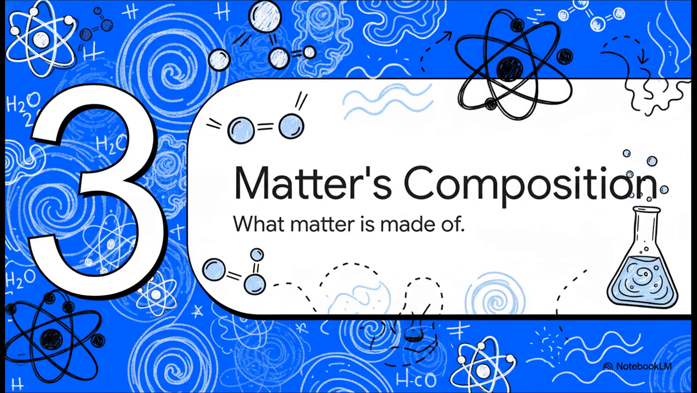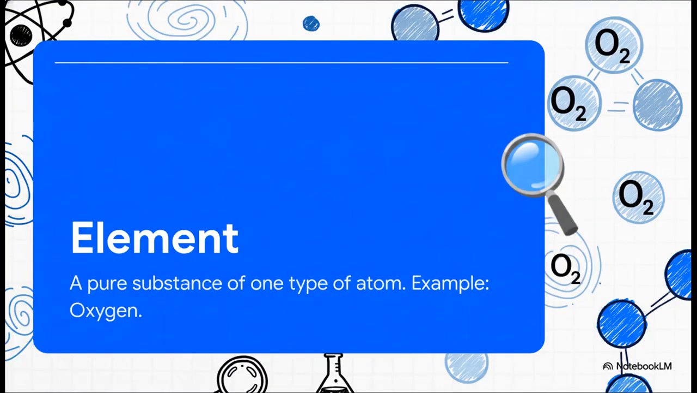All right, so we've covered the how, the state that matter exists in. Now let's switch gears and talk about the what. What is this stuff actually made of? And for that, you guessed it, we're going right back to our trusty glass of water to look at its chemical makeup. So the most basic building block of everything is called an element. Think of it like a fundamental ingredient that you can't break down any further. It's a pure substance made of only one type of atom. Oxygen is a great example. It's just made of oxygen atoms, and that's it.